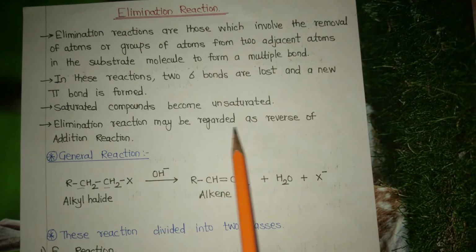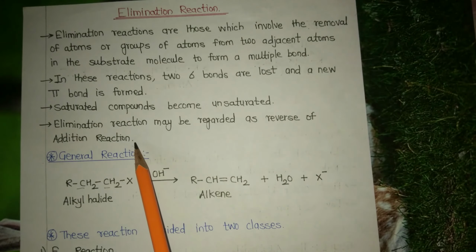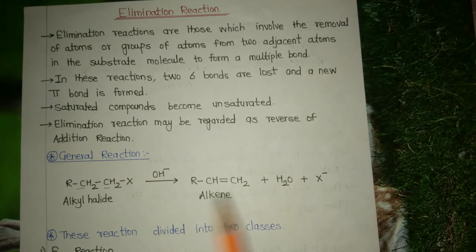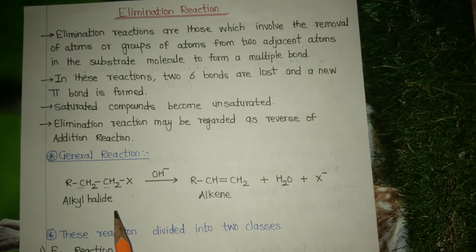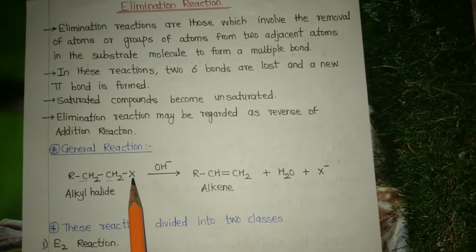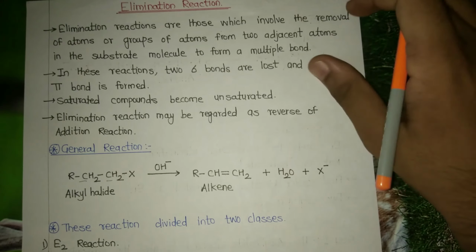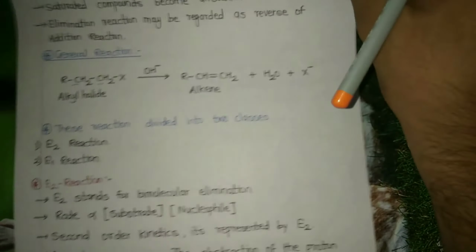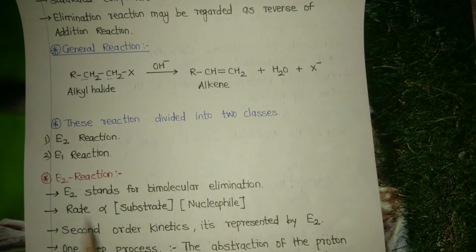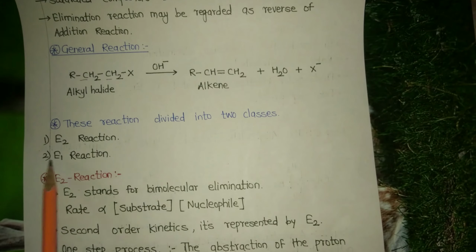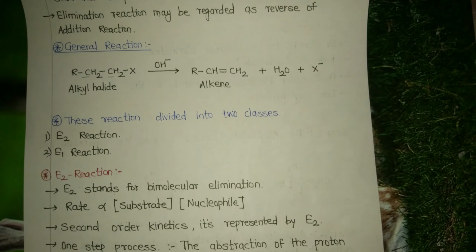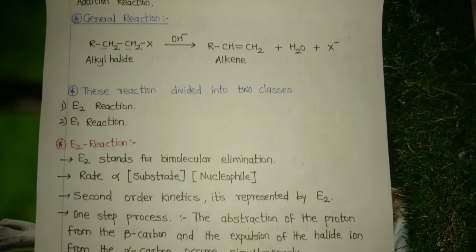Elimination reaction may be regarded as the reverse of addition reaction, because in addition reaction we add a molecule over a double bond, and in the elimination reaction we eliminate halogen and proton so that we get an unsaturated compound. So we go to the reaction mechanisms. First, the E2 reaction and the E1 reaction. These two types of elimination reaction are possible.